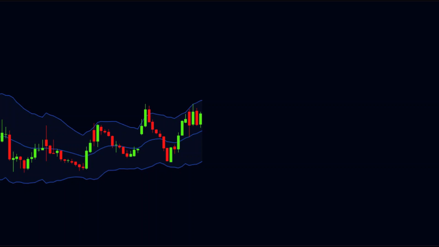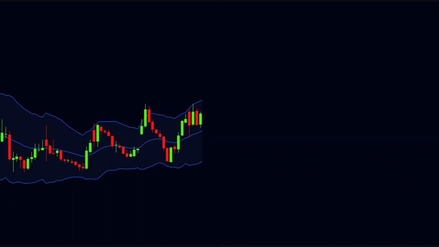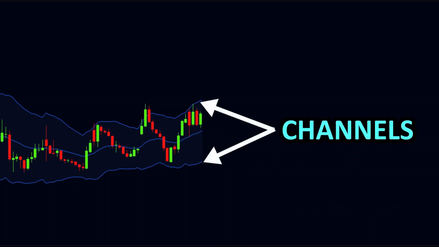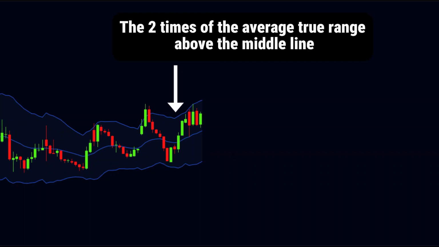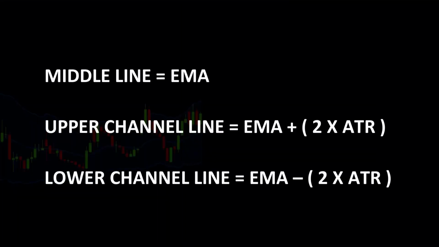Keltner channel generally consists of 3 lines. The price of the stock moves around these lines. The middle line is the exponential moving average of the price. The lines which are above and below the EMA are known as the channels. The upper channel is plotted at 2 times the average true range above the middle line. In the same way, the lower channel is plotted at 2 times the average true range below the middle line. Here you can see the formula for the Keltner channel.